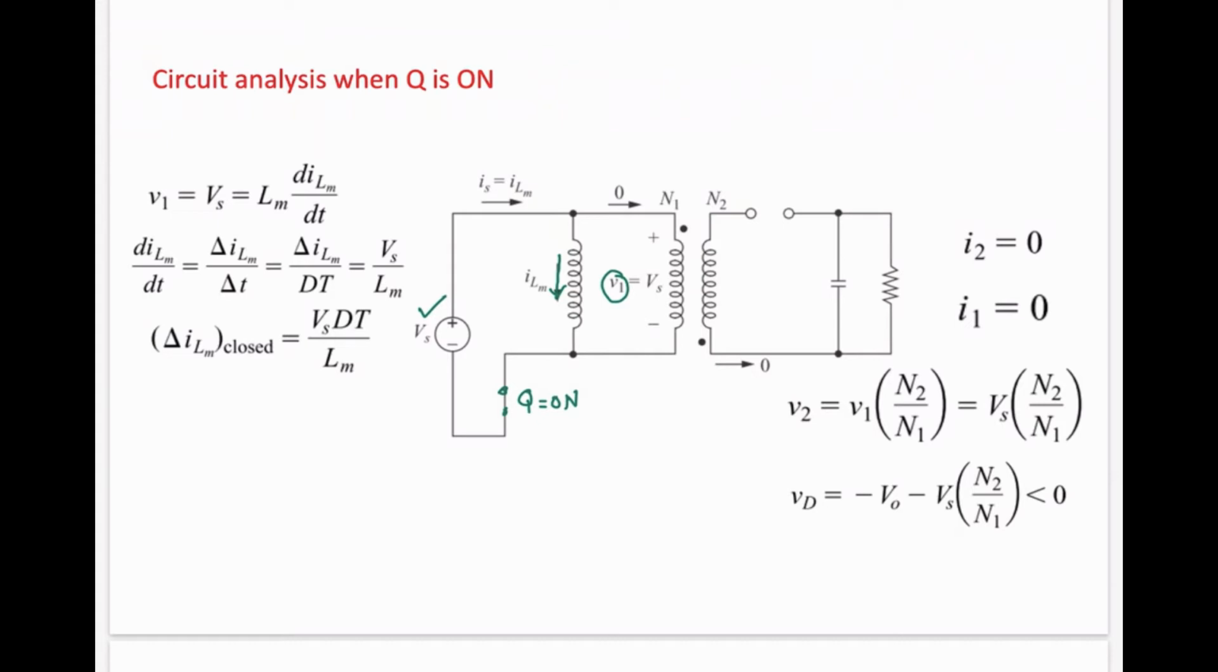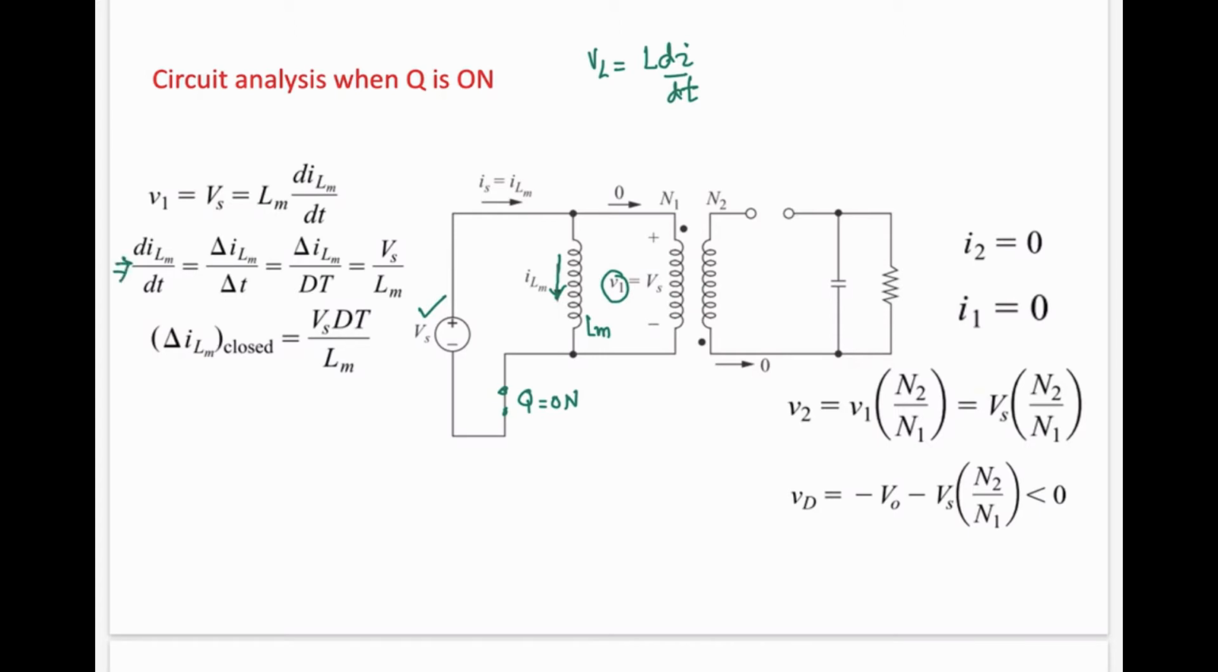So the voltage across this inductor is given as L di by dt. Using this, I can say that V1 is equal to our supply voltage, and that should be equal to Lm into dILm by dt. So Lm is the inductance of this magnetization branch, and the current through that is ILm. So the rate of change of current will basically determine the voltage across this inductor, the induced voltage.